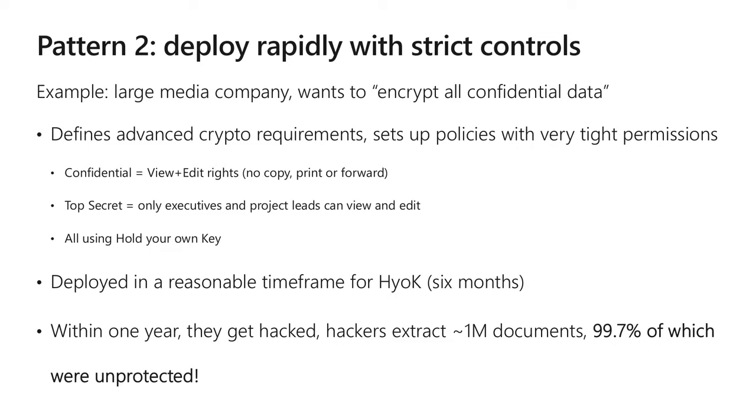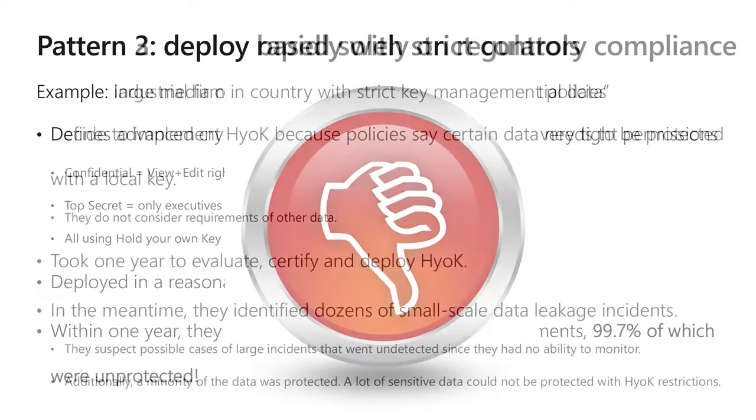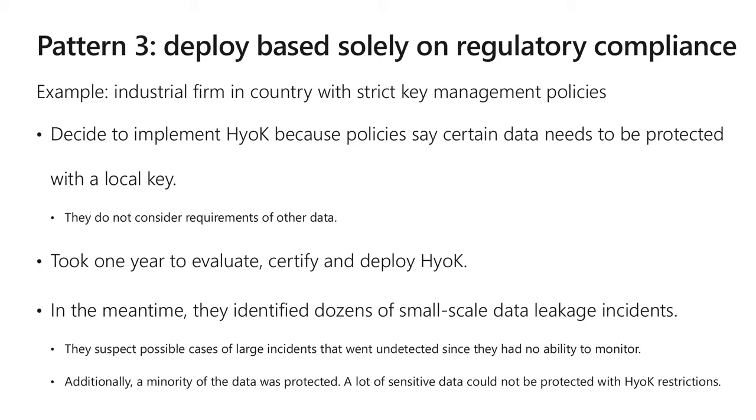But 99.7%, according to the measurements that were made, of the data in those repositories was unprotected. It's difficult to say how much of that was sensitive or confidential, but a lot, for sure. If they had been a little bit more relaxed in terms of the security, in fact, if they had said everybody gets full control, that would still have been way better than what they had. Not good either. So, the final example of a bad pattern is deploy just pushed by regulations.